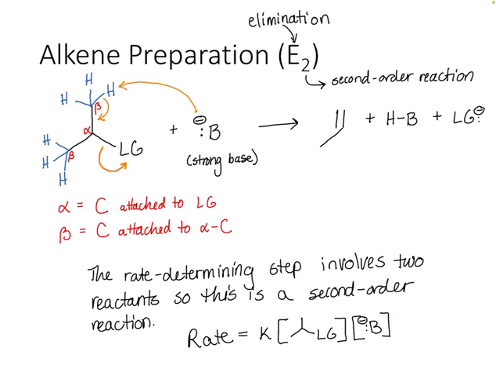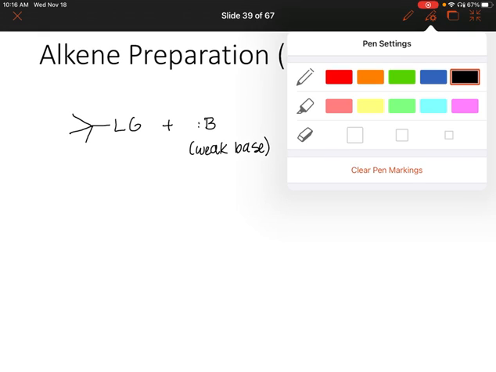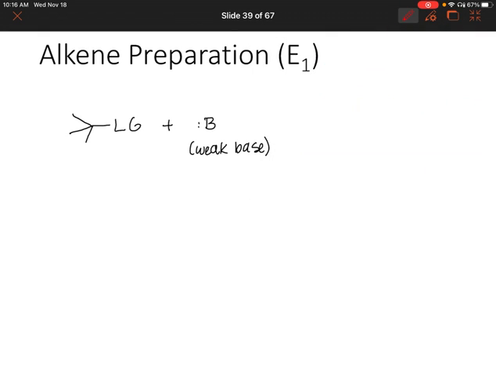So now let's talk about another way to prepare alkenes, and that's an E1 reaction. So let's say we have the following substrate, and then we have a base, and this base is actually going to be a weak base. Now the reason that we don't need a strong base for an E1 reaction is that the leaving group is actually going to leave first. So this is kind of similar to an SN1 reaction, right? The leaving group leaves first.